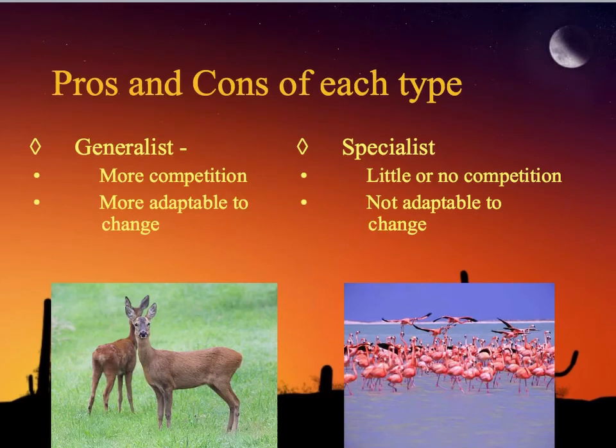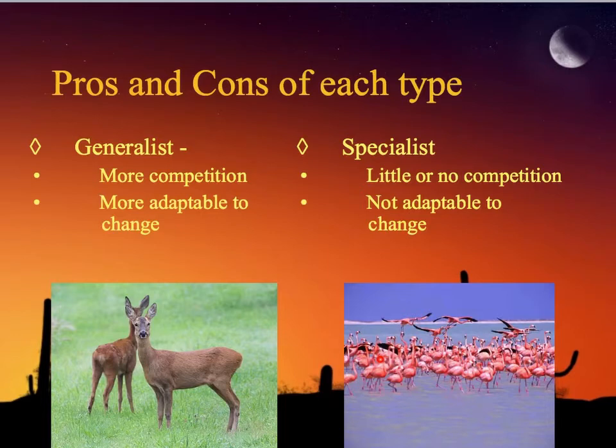So which lifestyle is better, being a generalist or being a specialist? There are pros and cons to each type. A generalist has more competition because they're eating all kinds of different things that other species are eating. But they're also more adaptable to change because of their broad range of diet and habitat needs. Whereas a specialist has very little competition for its requirements, but they're not very adaptable to change. So where these flamingos might eat a very specific diet, if that diet changes at all, they won't be able to change with it.